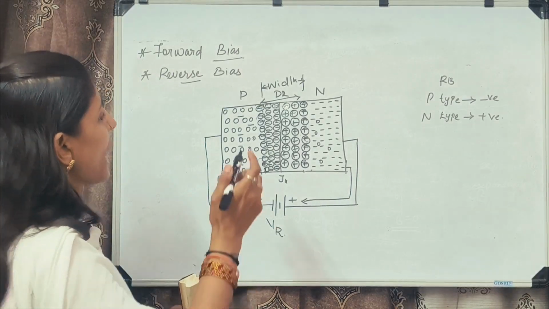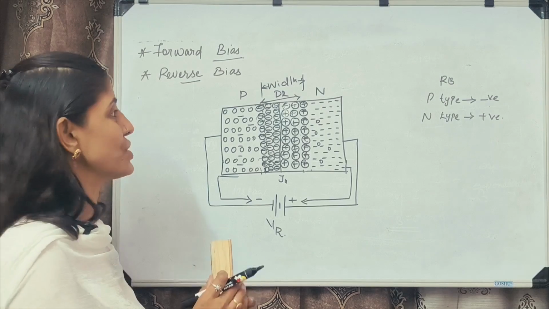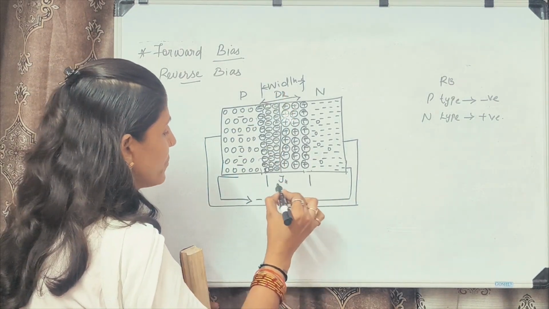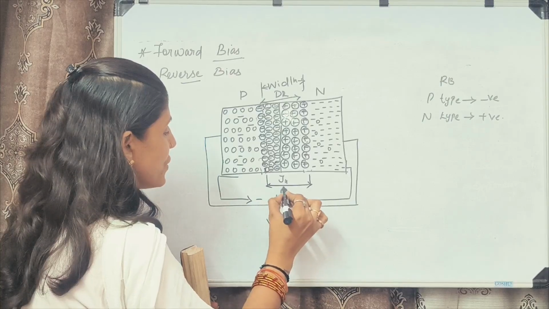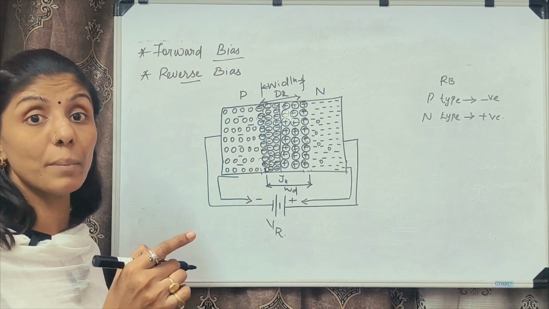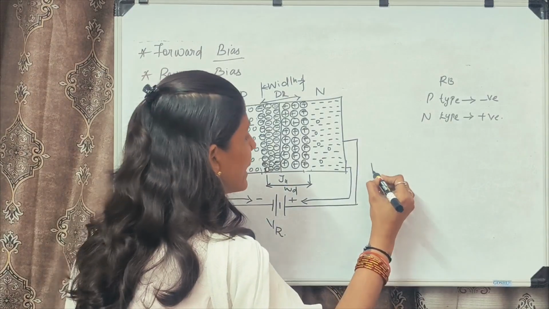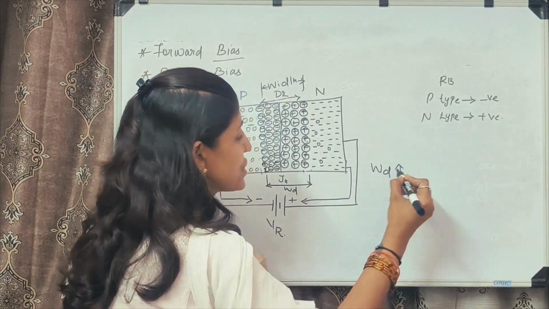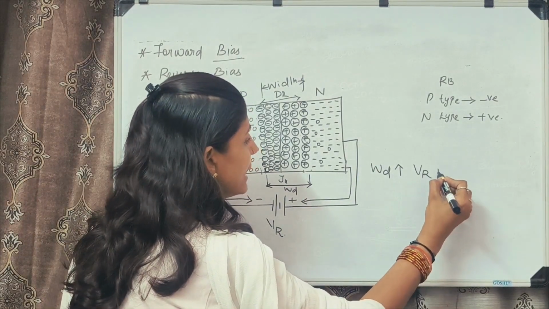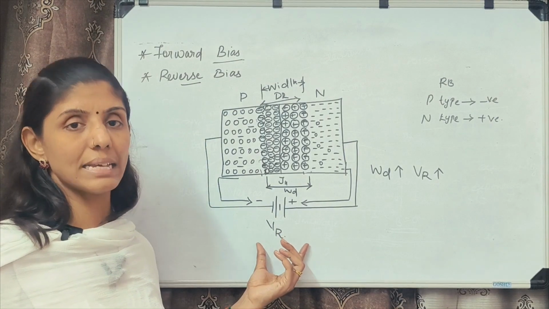See what happened? Earlier, this much only was the width of the depletion region. But now, what is the width of the depletion region? The width of the depletion region is getting increased. So earlier in the forward bias, what happened? The width of the depletion region decreased. But here, the width of the depletion region is increased while we are increasing the reverse bias. So how much is the reverse bias increased?